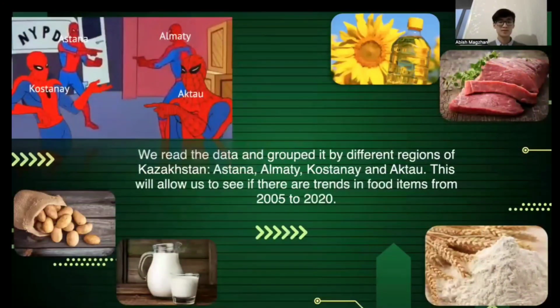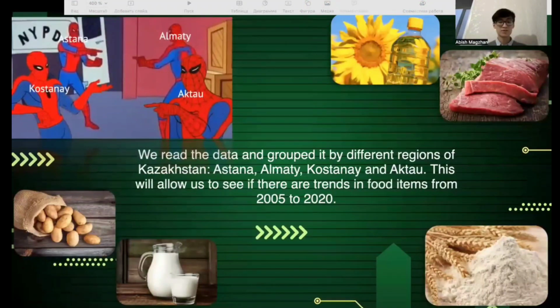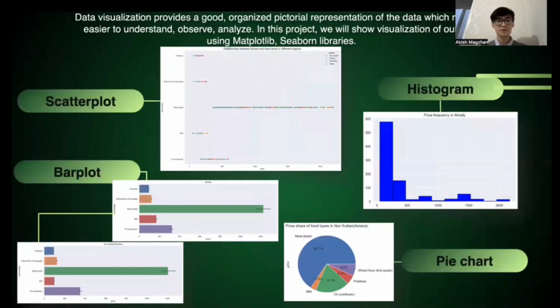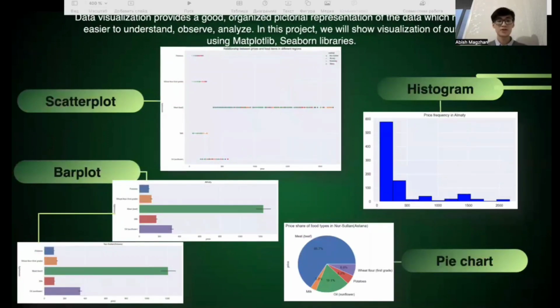We are importing a CSV file that includes food kind and price information. The first thing we need to do is make sure that there are no empty entries and that all values are measured in the same unit. There are several well-known algorithms for visualization. This part will be about the implementation of scatter plot, bar plot, histogram, and a pie chart.